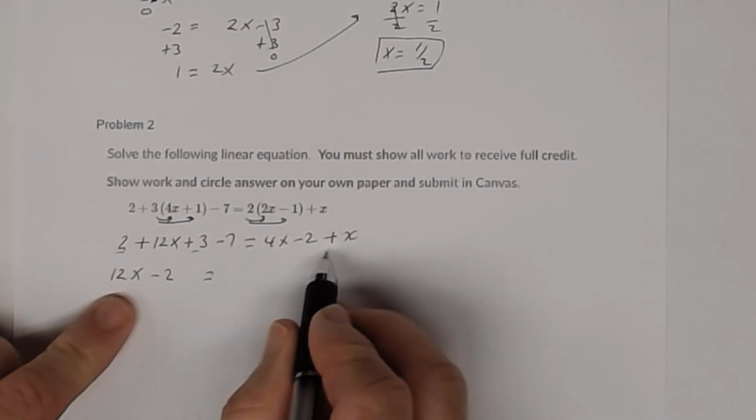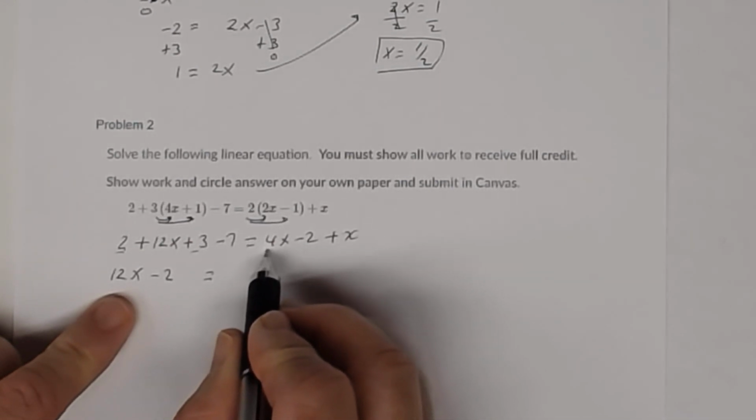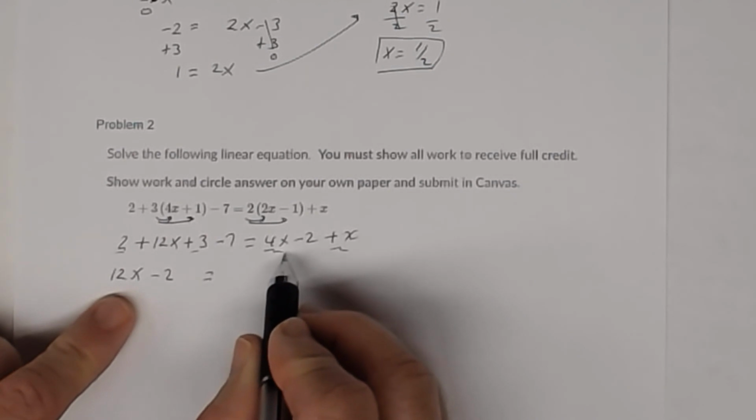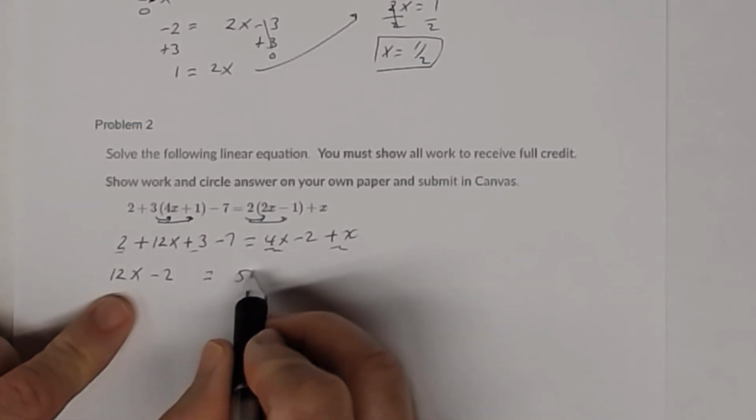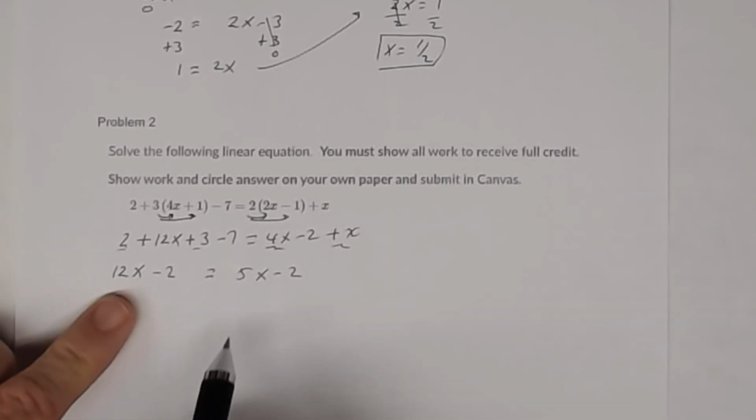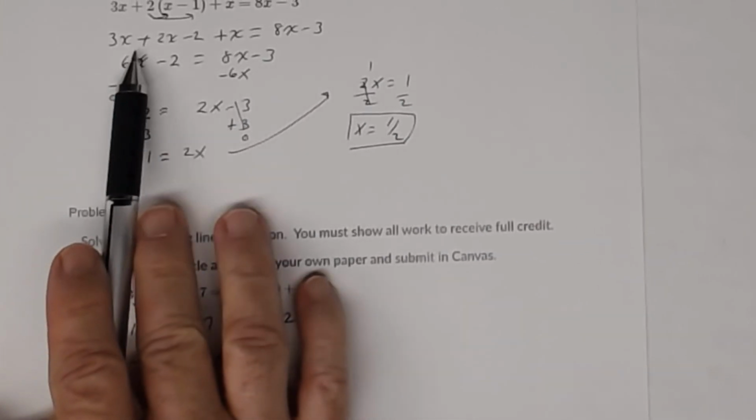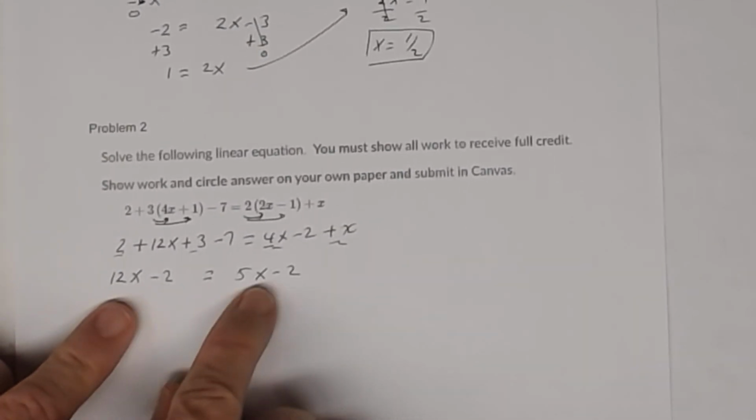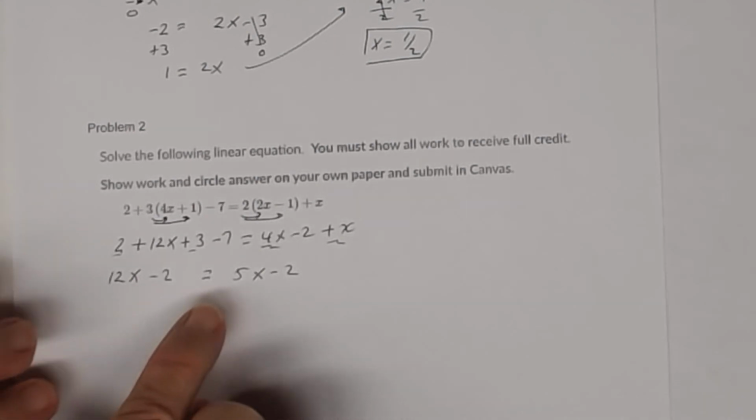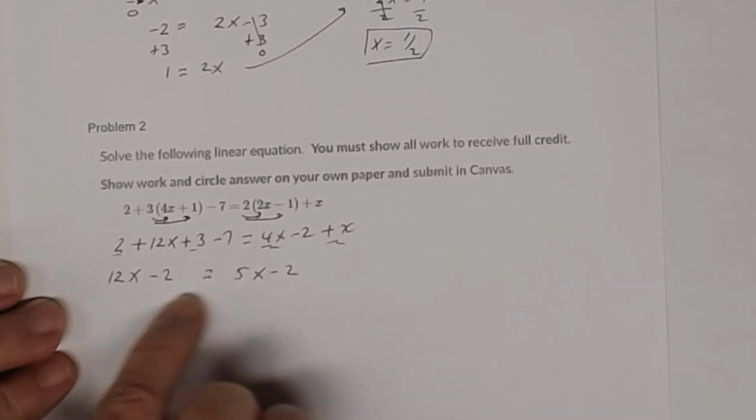That's going to equal this side, and the only like terms are 4x and x. So 4x and x is 5x. I get 5x minus 2. All right, so just as we did in this problem, we got to this point here. I'm going to bring the variables to one side, constants to the other. This time I'm going to bring the variables to the left-hand side.